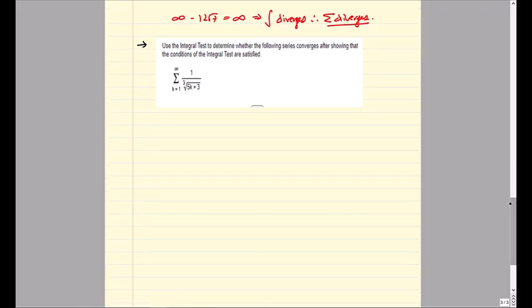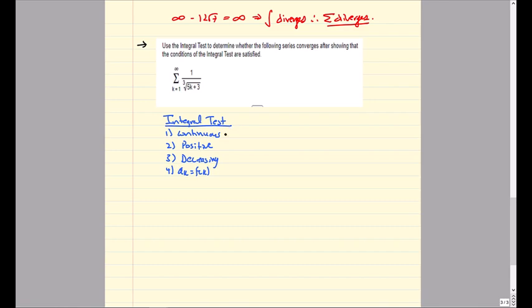So first of all, as usual, we need to name our test. So we name the integral test. And then I have to show that it's continuous, positive, decreasing. And again, that third criteria, or sorry, it could be the fourth criteria, I guess, would be a sub k is equal to f of k. Not much to show for that.